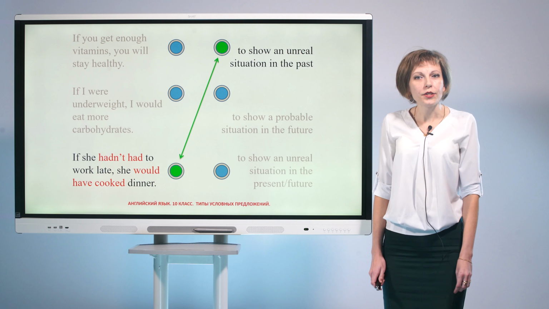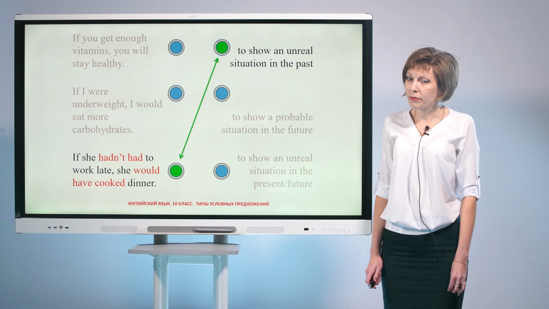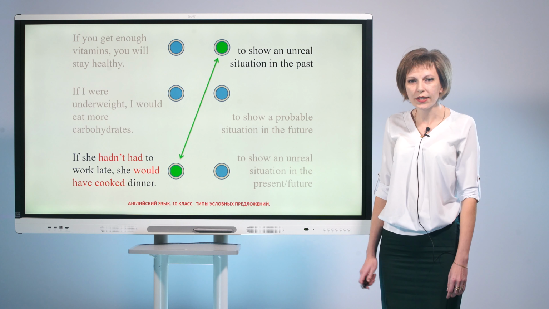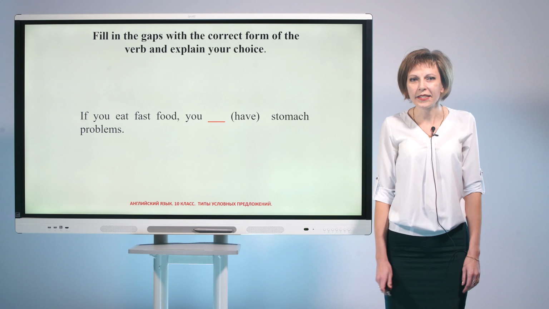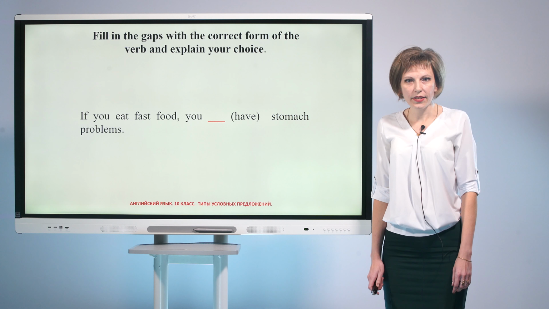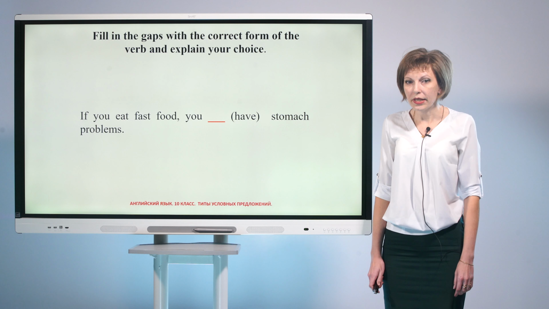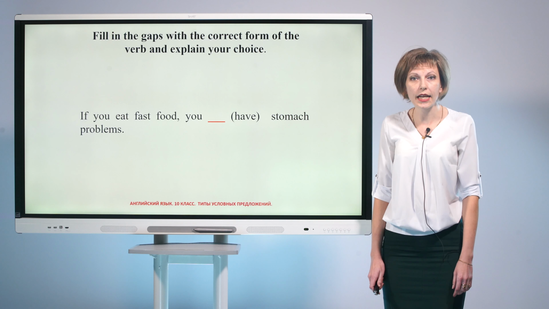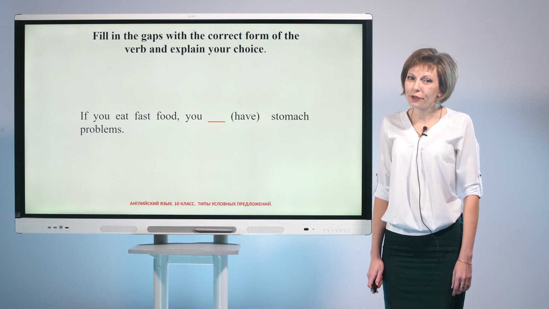Okay, I would like you to continue training your grammatical skills. And I have one more task for you. Look at the slide. You will have to fill in the gaps with the correct form of the verb, explain your choice, and name the type of the conditional. Look at the first sentence.